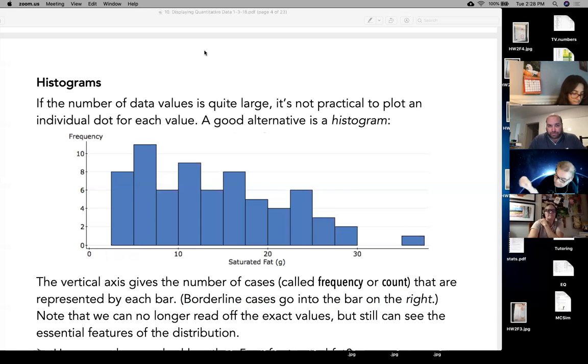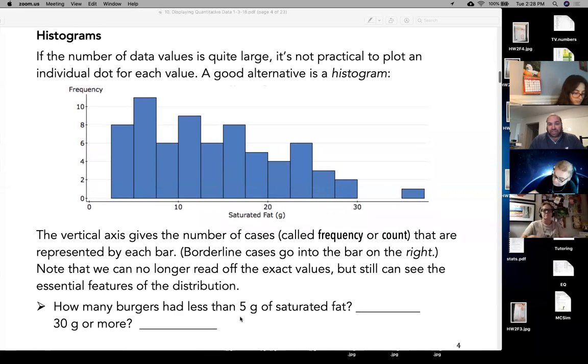Questions? Notice that the histogram bars do touch. When there's no count, you leave a space. So between 30 and 32.5 and 32.5 and 35, there just happened to be none. And then back in the 35 to 37.5 bar, we have one again.